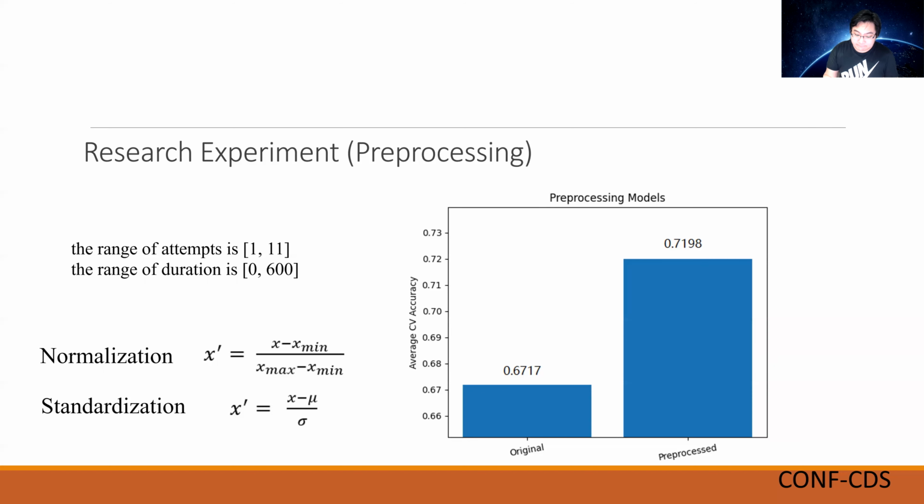For the preprocessing, since we are using the logistic regression model, which is sensitive to the scale of features. As we can see on the left hand, the range of the attempts is 1 to 11, but the range of the duration, which is the span, the time that students spend on a question, is 0 to 600, which is not the same scale. So we need to do standardizations and normalizations.